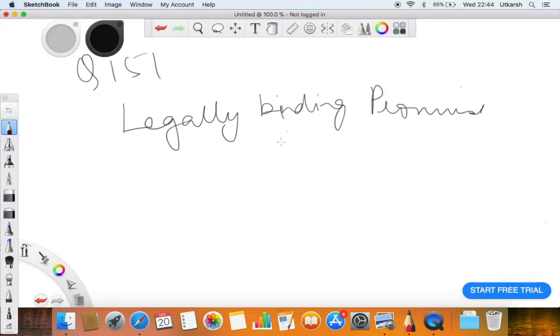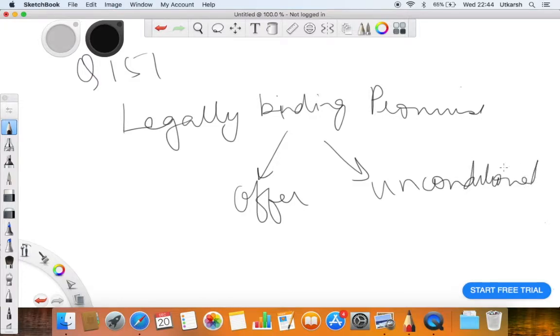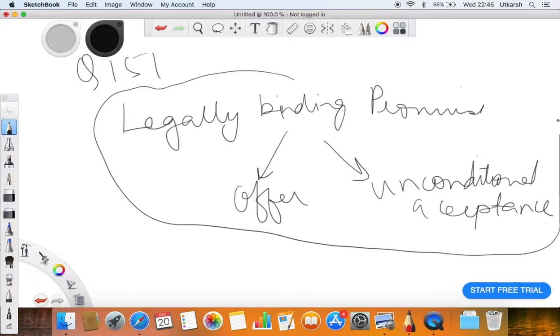For a promise to be legally binding, you need two things: an offer and an unconditional acceptance. So this right here is your test. Now you can filter out any of the unnecessary portions.